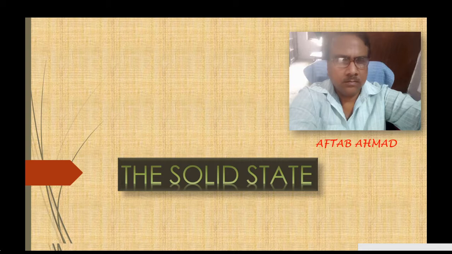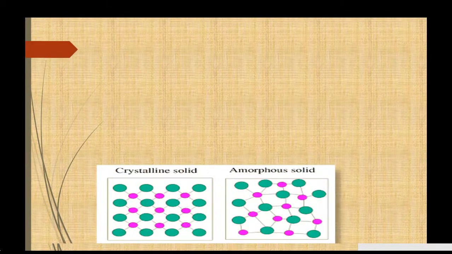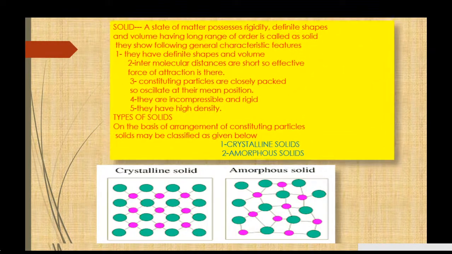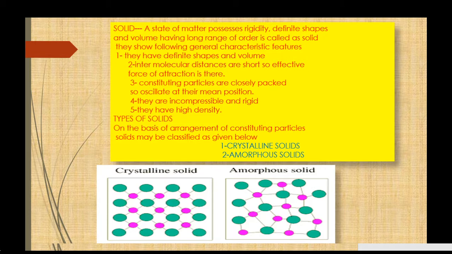Therefore, solids diffuse very slowly as compared to liquids and gases. Next, solids are incompressible and rigid because their constituting particles are closely fitted. That is why they are incompressible and rigid. Solids have high density. So on the basis of these characteristic features, we can identify whether the matter is solid or liquid or gas.